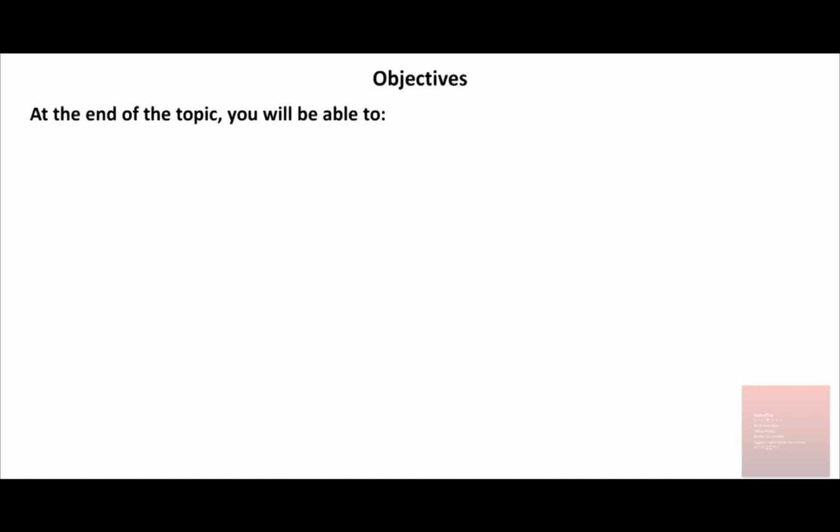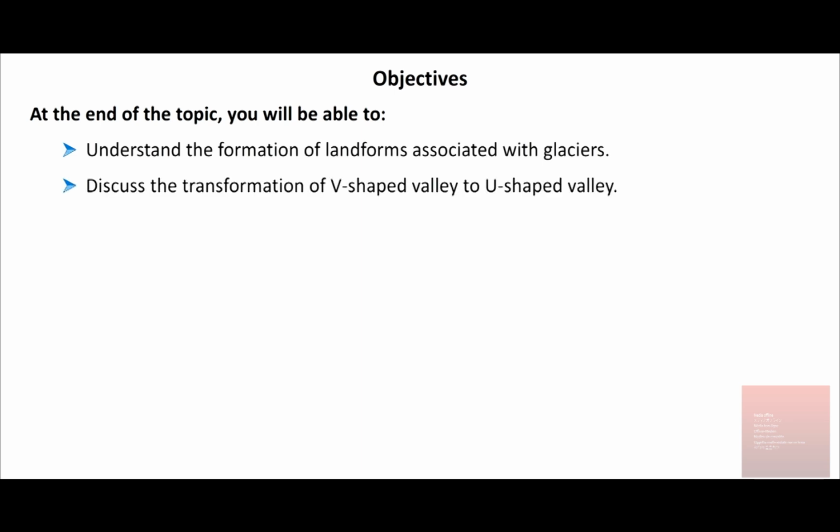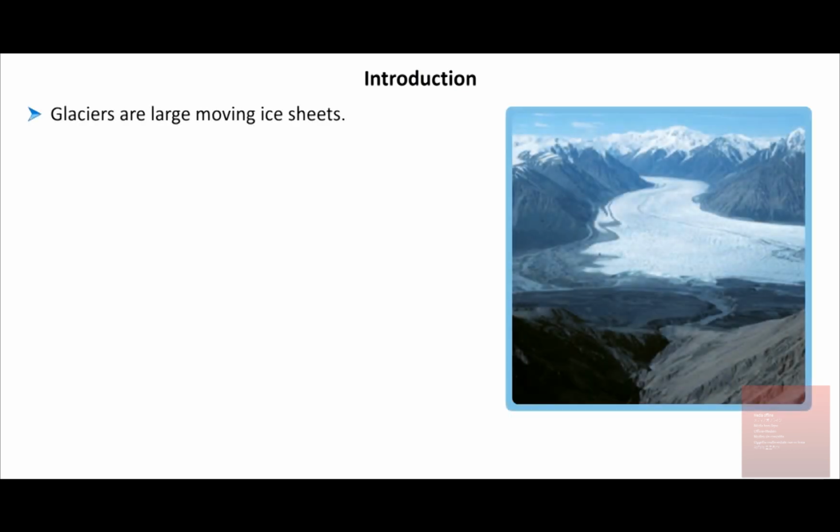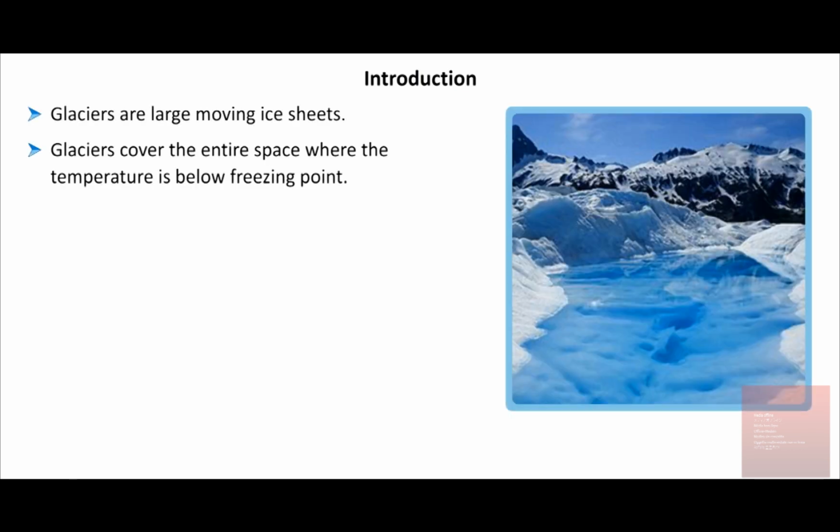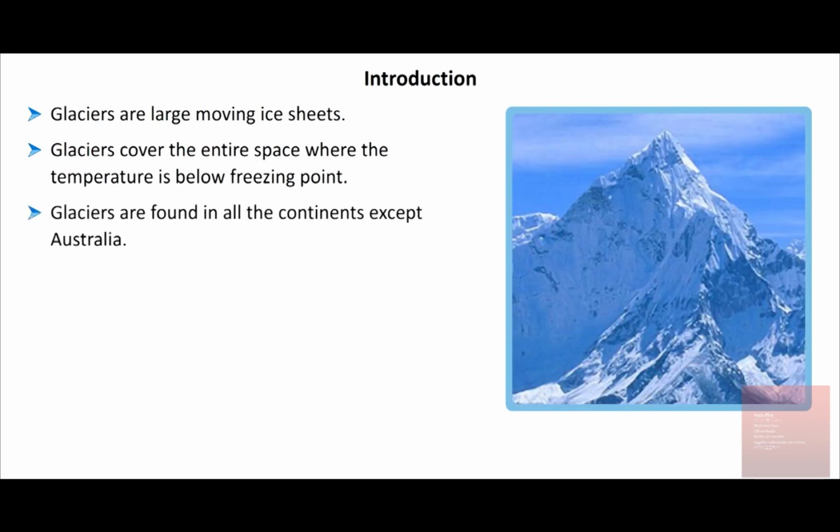At the end of the topic, you will be able to understand the formation of landforms associated with glaciers, discuss the transformation of V-shaped valley to U-shaped valley, and list the different types of moraines. Glaciers are large moving ice sheets. Glaciers cover the entire space where the temperature is below freezing point. Glaciers are found in all the continents except Australia.